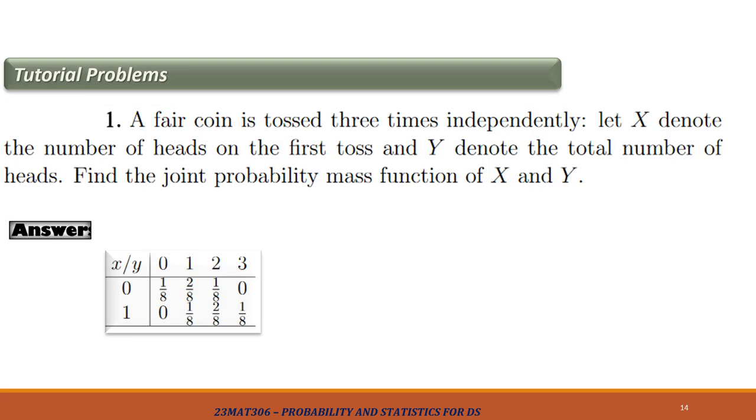Okay. This problem is for your practice. Here it is given like that. A fair coin is tossed 3 times independently. Let X denote the number of heads on the first toss and Y denote the total number of heads. Find the joint probability mass function of X and Y. Here they have denoted it as probability mass function. Mass function means it is a discrete function, not a continuous function. So we have to use the summation formula to calculate this joint probability mass function.